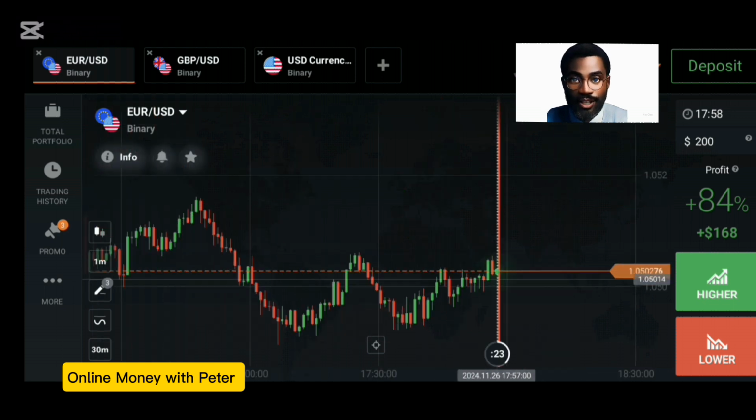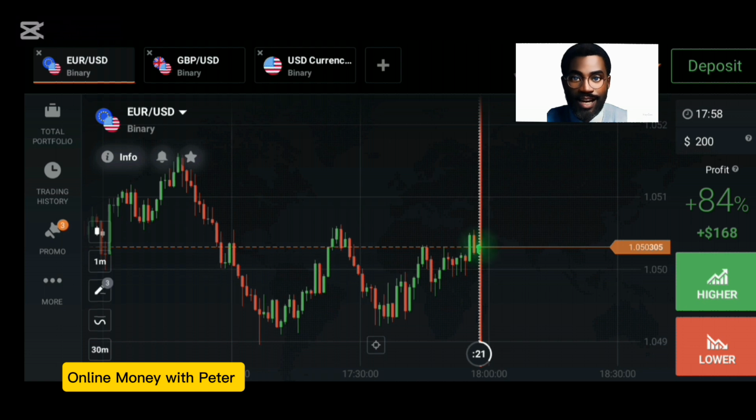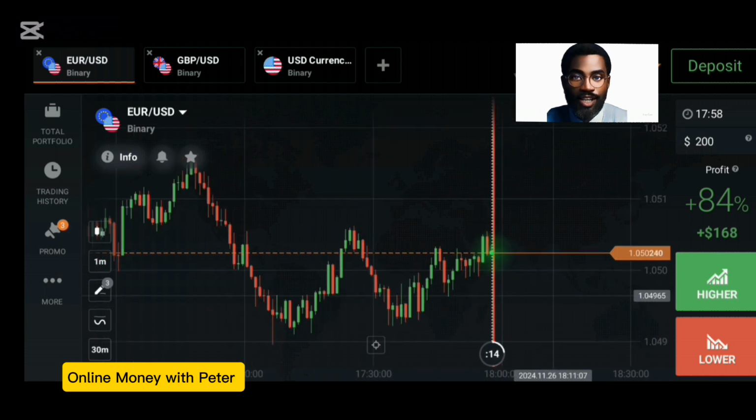Now I do not really use indicators. I use price action along with support and resistance zones. All right, so let me show you how I actually do it.